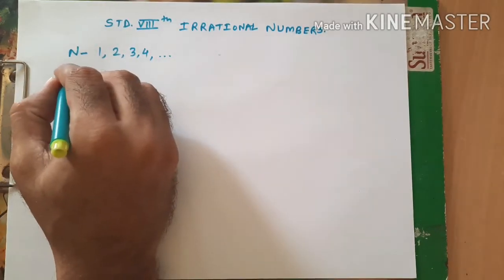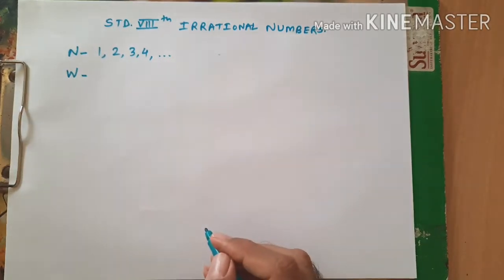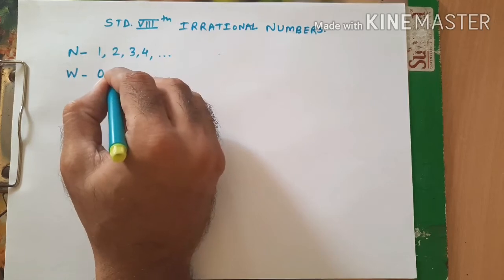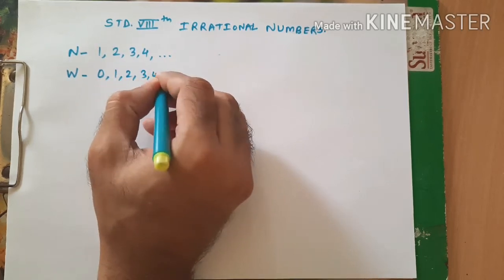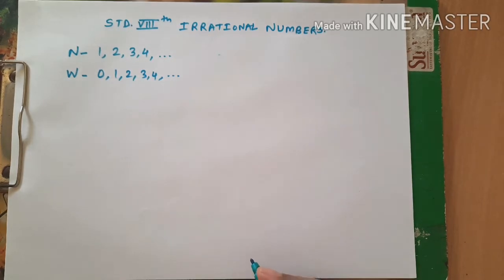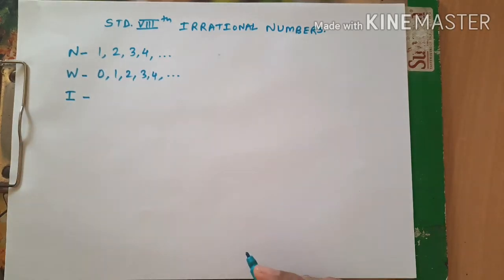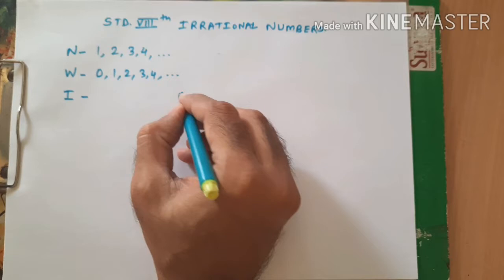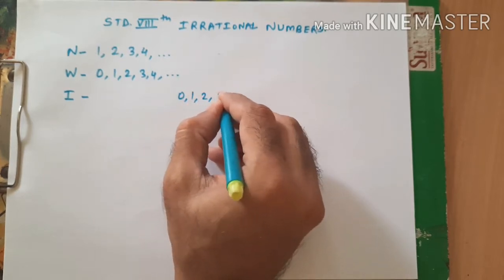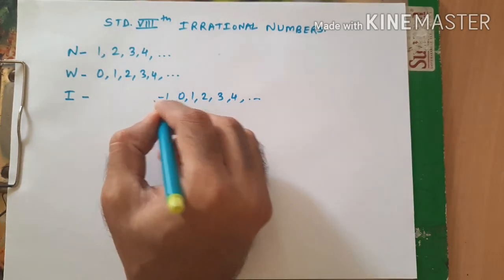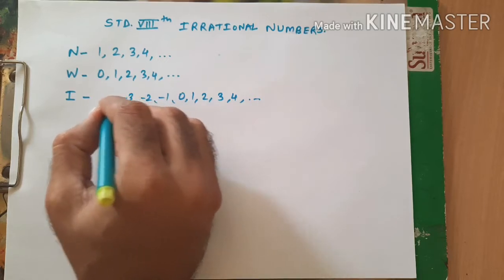The next set of numbers is whole numbers. The smallest number in the set of whole numbers is 0, and other numbers are 1, 2, 3, 4 and so on. The next set of numbers is integers. What numbers are included in integers? There is 0, then positive numbers 1, 2, 3, 4 and so on, and also the negative numbers -1, -2, -3 and so on.